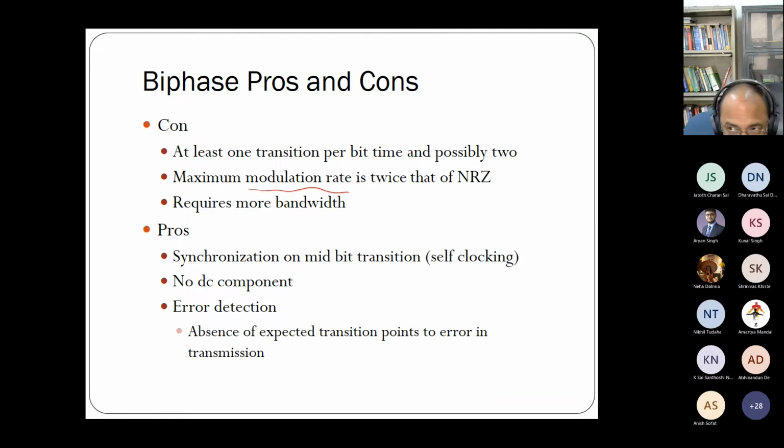At least one transition per bit time. Remember, things like NRZ may not require even one transition per bit time. So you require at least one, and possibly two. We have seen this. For the other one, it will be all zeros that generate that. The pro is that it is self-clocking, a perfect self-clocking code. It has no DC component, almost no DC component. And it has some error detection facility, because in the middle of the bit you're expecting a transition. If you don't see the transition, you know there is something wrong, basically.